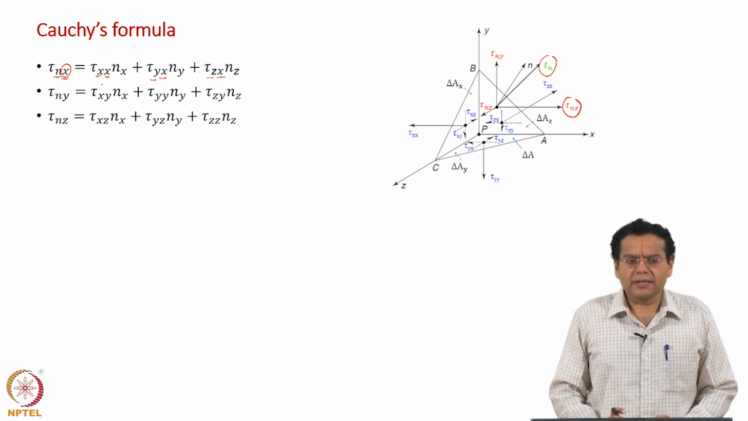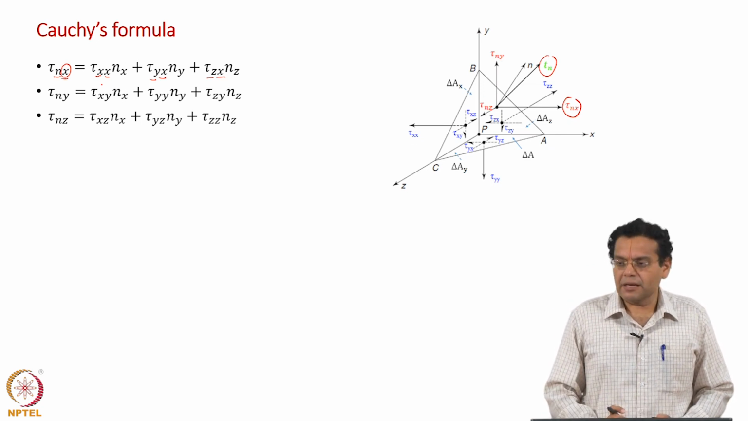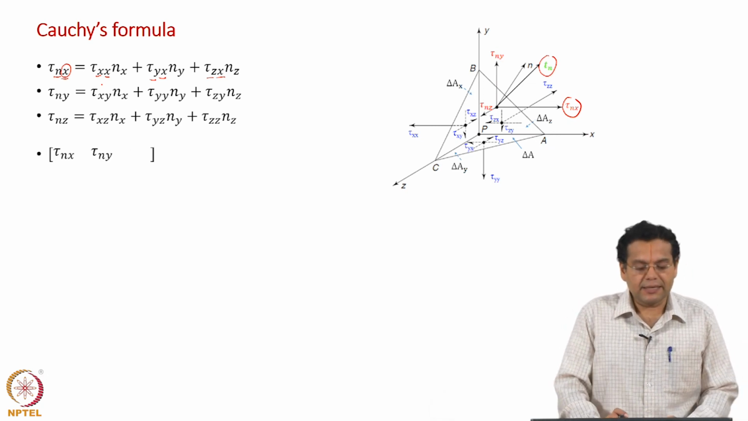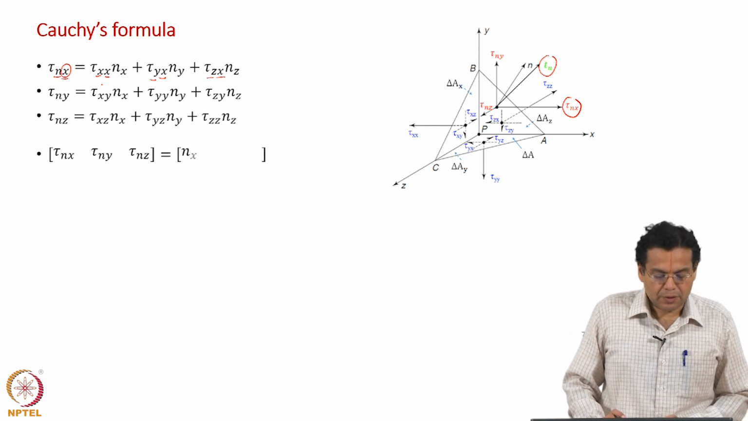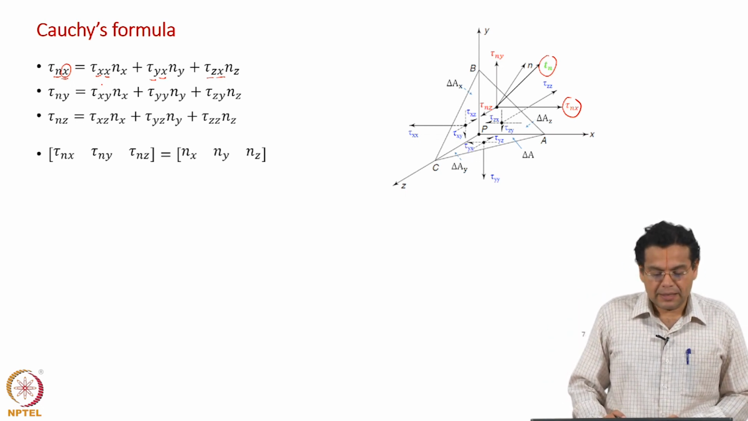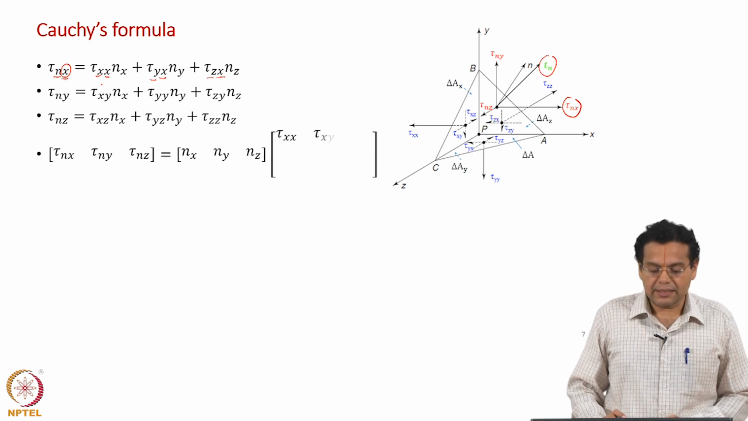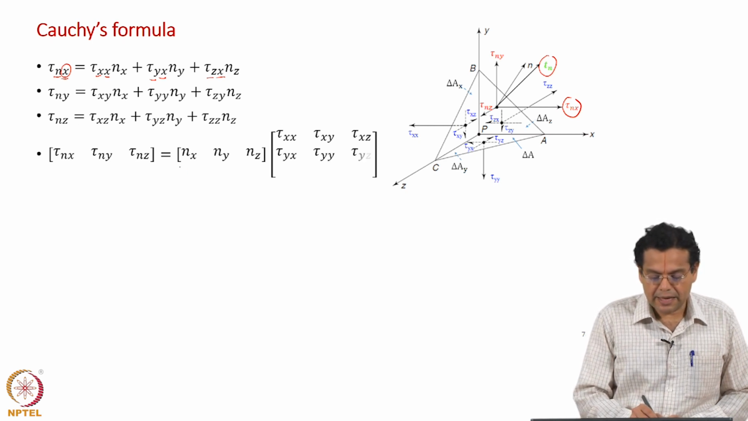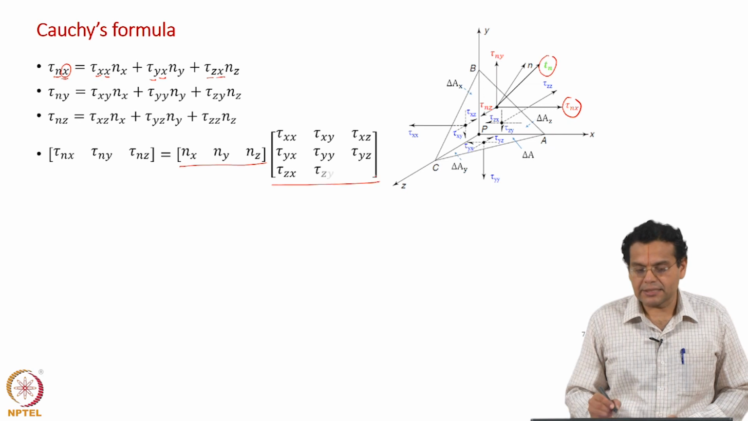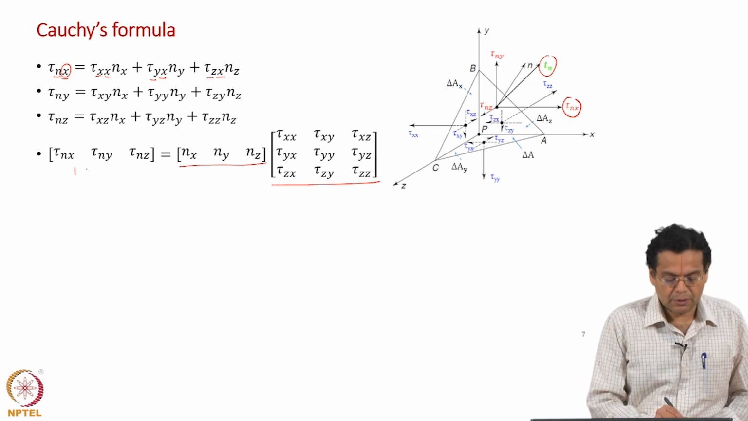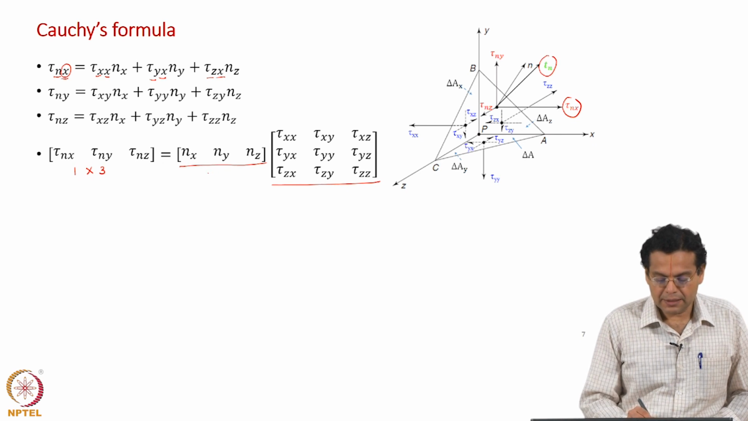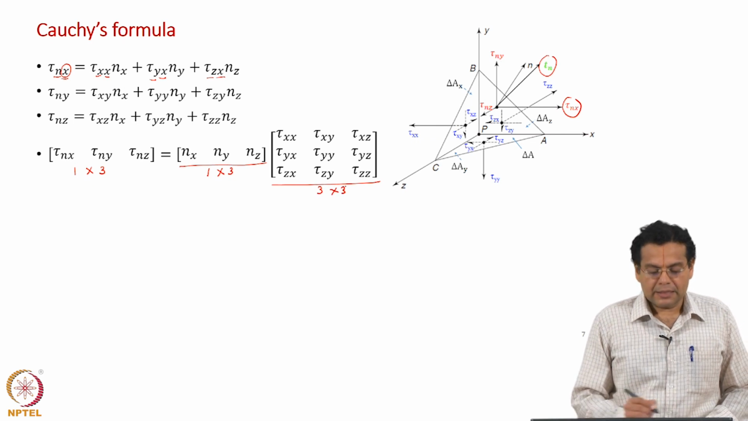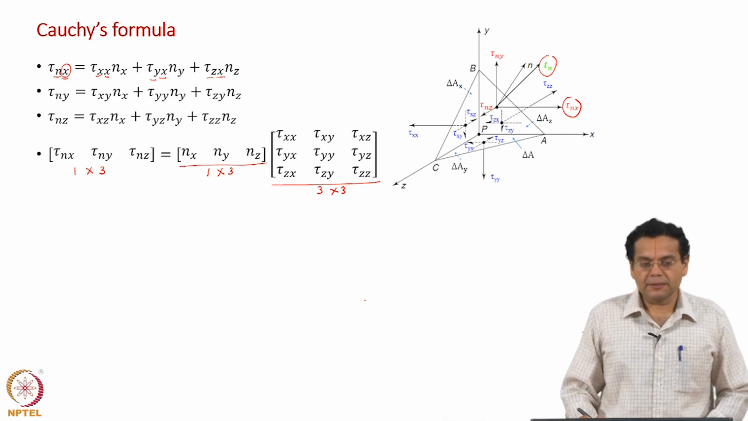Now, what we will do is, we have 3 equations. Well, let us put it in a simpler and more formal, elegant way. Express the left hand side as a 1 by 3 matrix, okay, and then the right hand side can be expressed as a simple matrix multiplication of this n vector with the stress tensor. Okay. This is one row and 3 columns. Similarly, this is also one row and 3 columns. This is 3 by 3, resulting in, of course, they are compatible.